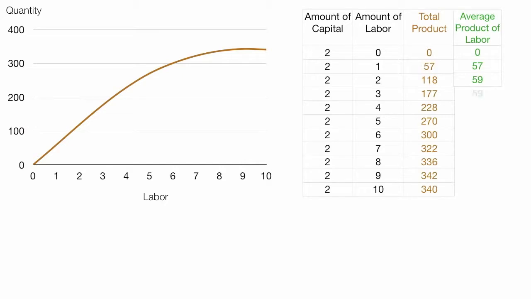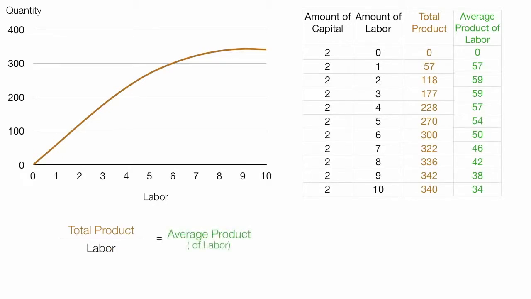It turns out 177 divided by 3 is 59 as well. 228 divided by 4 is 57. And let me just fill in the rest of these numbers for you. Hope you're getting the hang of it. And 340 divided by 10 is 34. Total product divided by labor is equal to average product of labor.